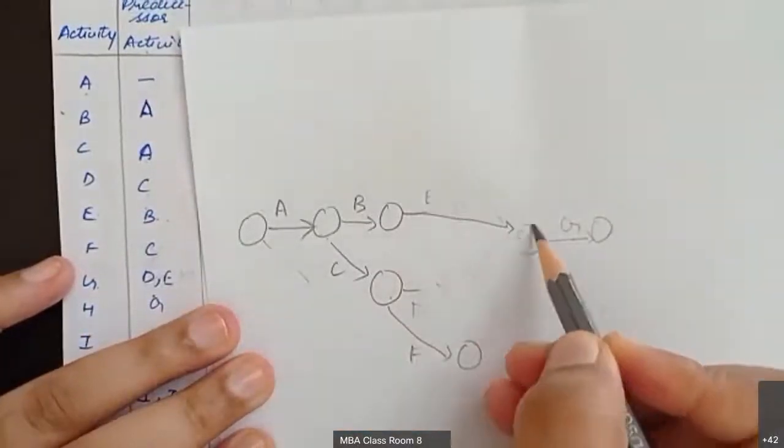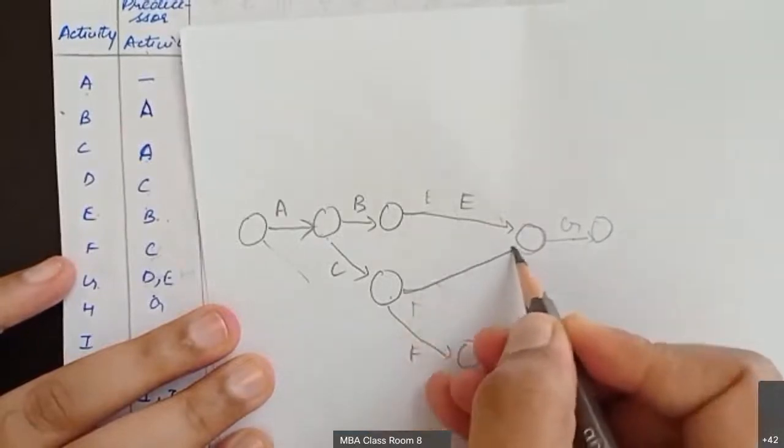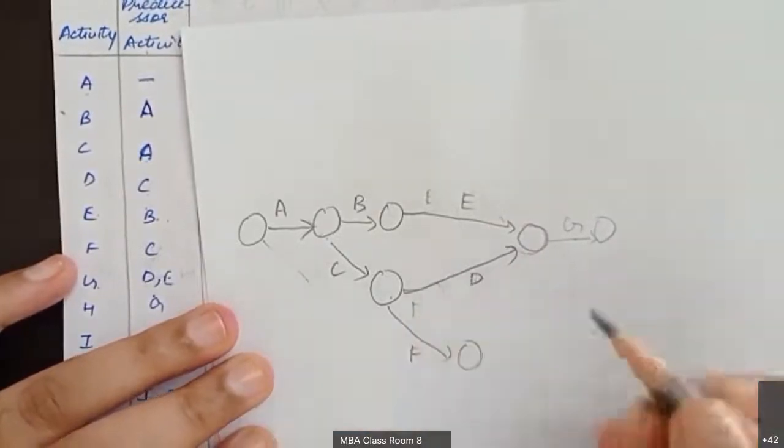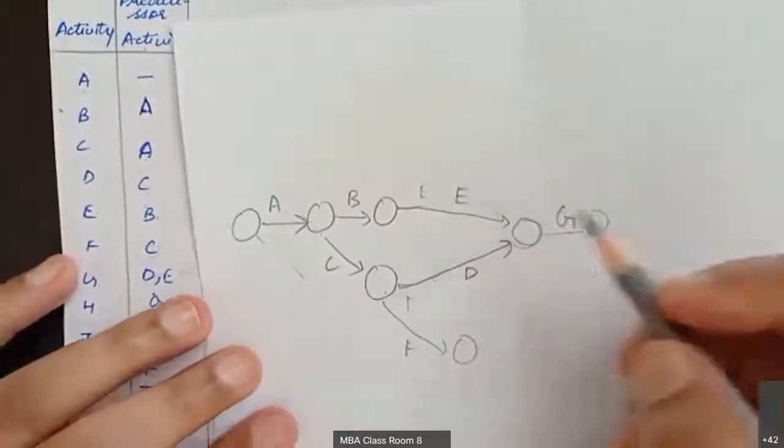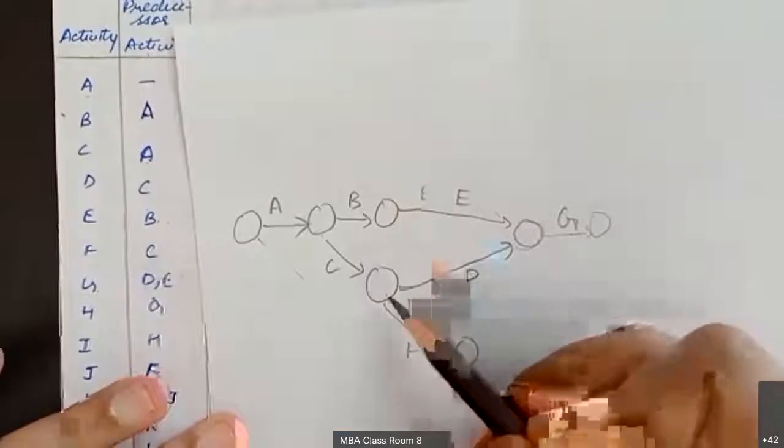Okay, here I have one node. I have E. Okay, and here I have another node. This is D. Okay, these are not parallel nodes. Parallel nodes alla, because E's starting node is this, D's starting node is this.